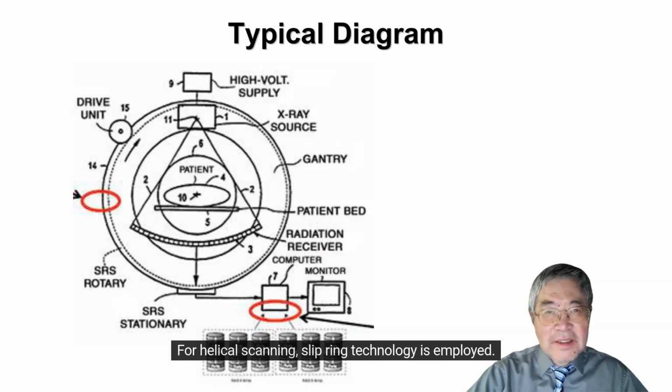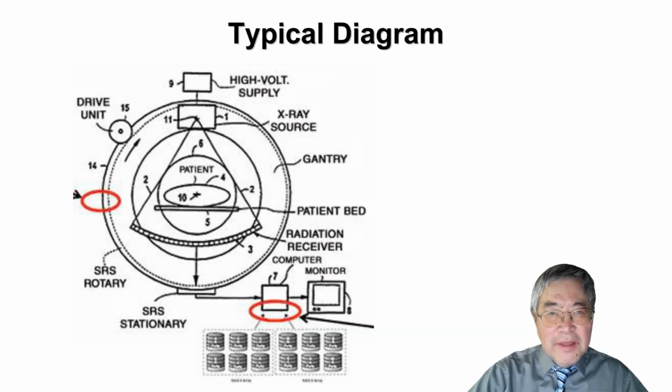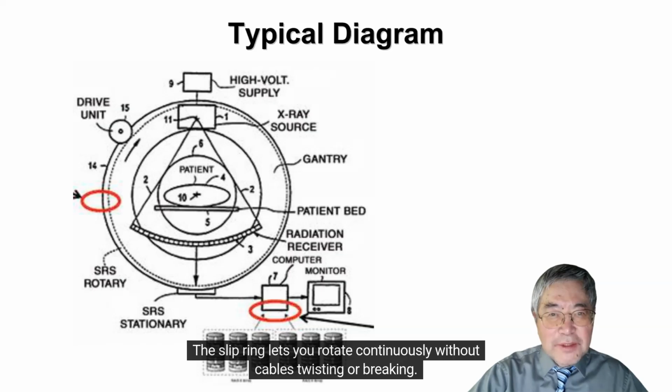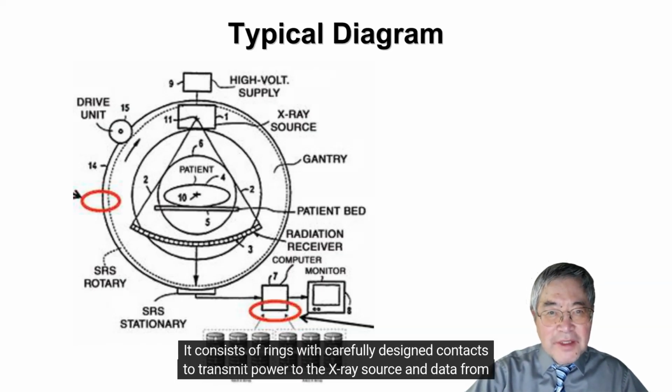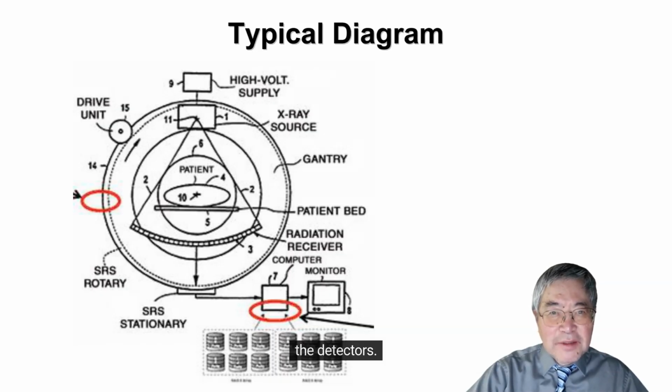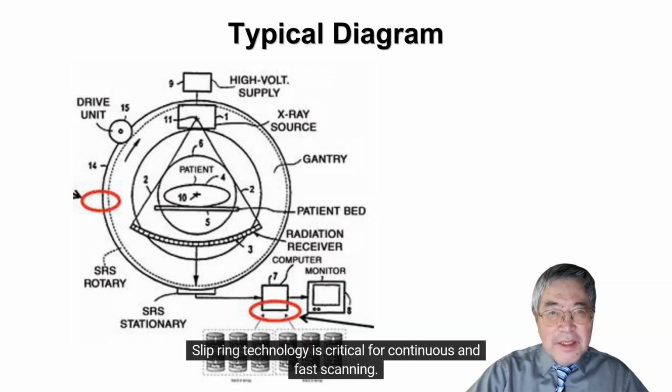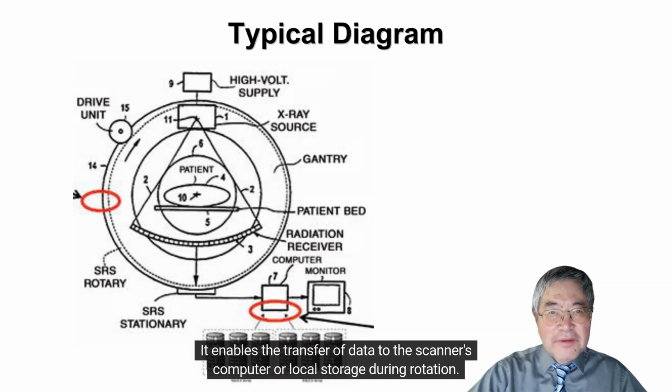For helical scanning, slip ring technology is employed. The slip ring lets you rotate continuously without cables twisting or breaking. It consists of rings with carefully designed contacts to transmit power to the X-ray source and data from the detectors. Slip ring technology is critical for continuous and fast scanning. It enables the transfer of data to the scanner's computer or local storage during rotation.